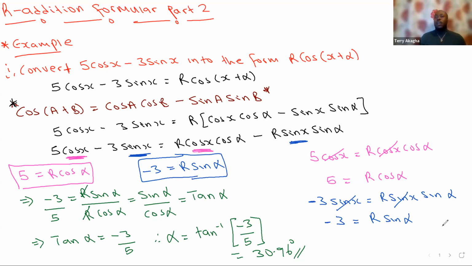Okay. So we know that from the pink one, 5 is equal to R cos alpha, right? So we can say 5 is equal to R cos alpha. All right. So we're looking for R. We divide both sides by cos alpha. So this will cancel that. So therefore R will be equal to 5 over cos alpha.